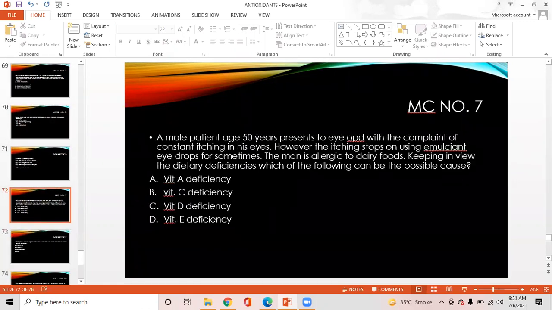A male patient aged 50 years presents to OPD with a complaint of constant itching in his eyes. However, the itching stops on using emollient eye drops for some time. The man is allergic to dairy foods. Keeping in view the dietary deficiency, which of the following can be the possible cause? Vitamin A deficiency. Yes, A is the right answer, vitamin A deficiency.